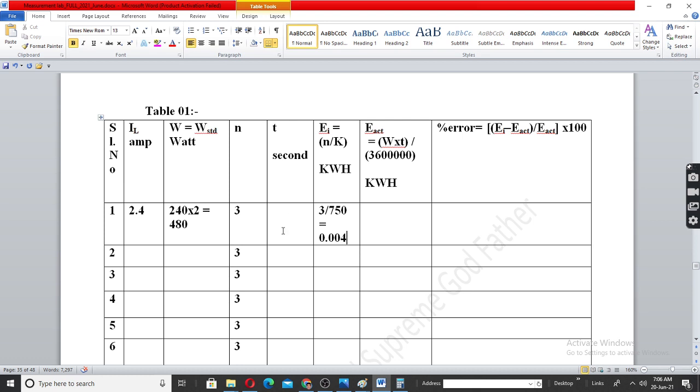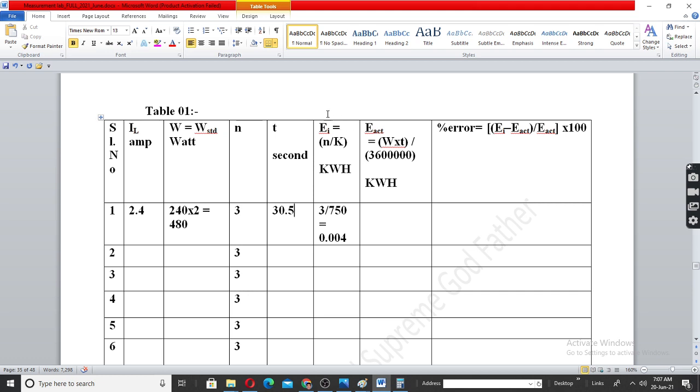Now calculate the time required for 3 revolutions. Say it is something like 30 seconds, 30.5. Now 1 kWh means 36 lakh joules. I think you know that.